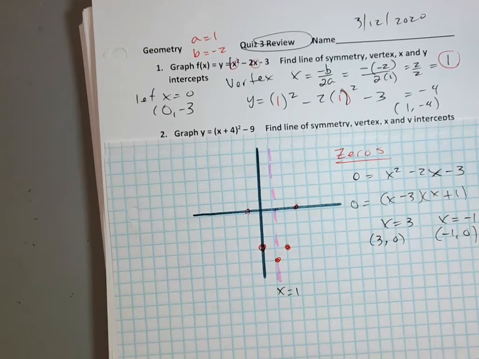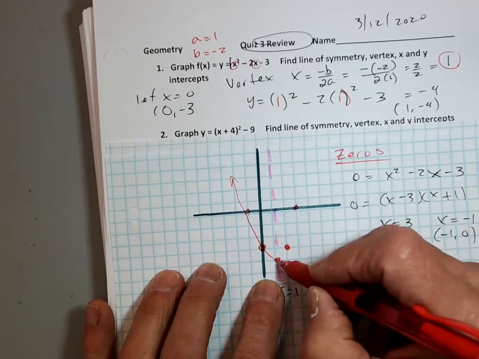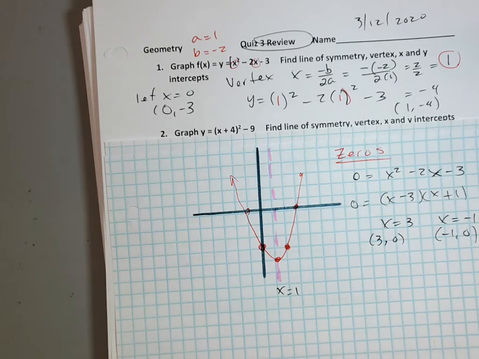You can do all of this. We've learned all of this before. Not too bad. Okay, so then I'm going to go ahead and draw in my parabola, nice and curvy, and I'm good to go. How's my pacing? We're going slowly enough?